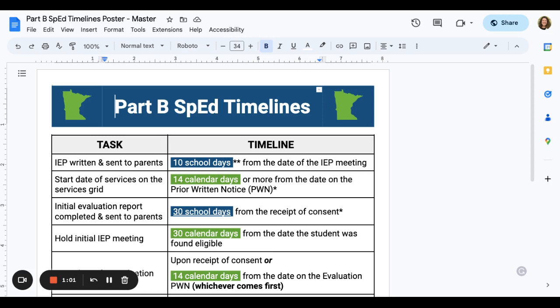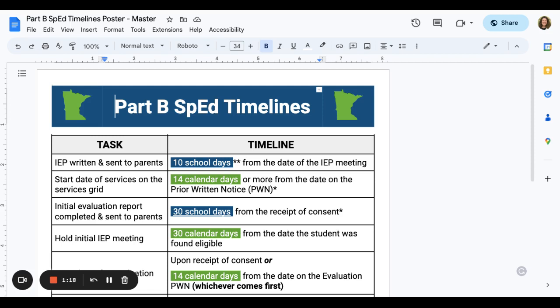Calendar days, on the other hand, are any day of the calendar. Those include weekends, they include holidays, they include all of the days of the school year or of the calendar year. So school days are students' instructional days, calendar days are any day of the year.